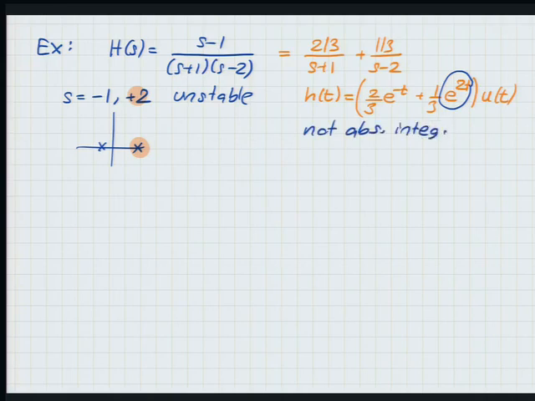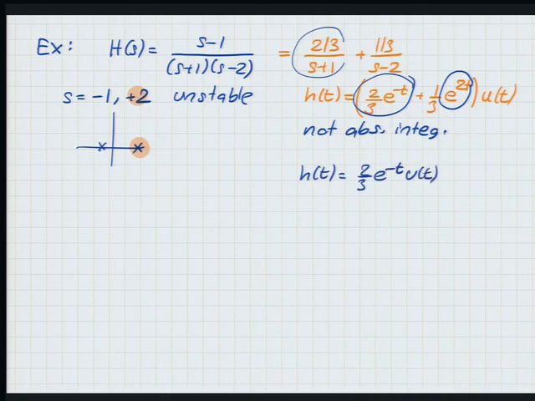Now, if you really wanted, you could find an h of t that gives me this transfer function that's also absolutely integrable. Any ideas how I might find one? You see, this part is not the offending term, so I can keep that, right? So I could have h of t as 2/3 e to negative t u of t. That is fine. That integrates from 0 to infinity, right? But what would be another term that gives me this transfer function, but perhaps is integrable? What is the other candidate?